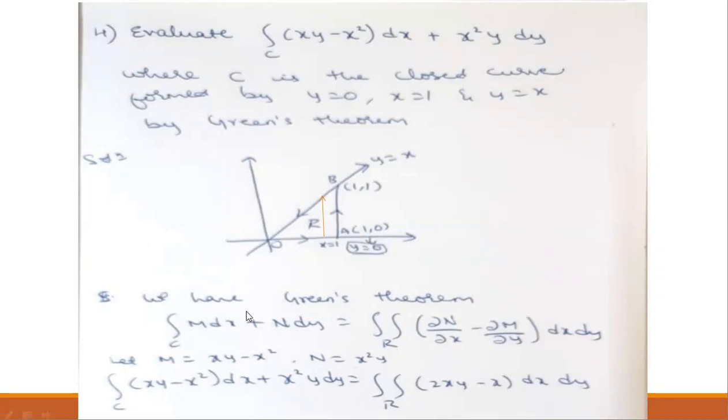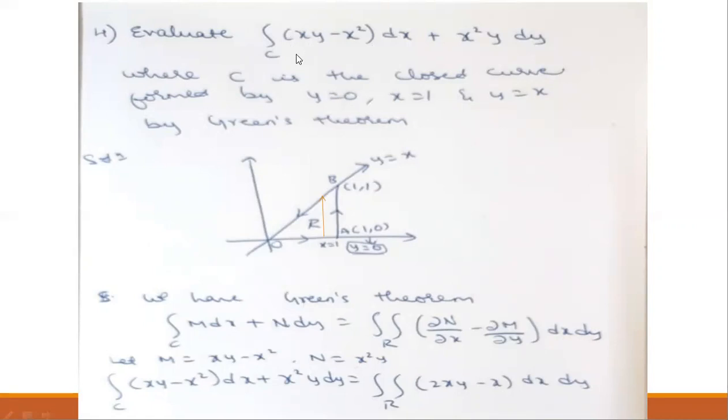We have Green's theorem. We shall write down the Green's theorem statement, that is, the integral over the curve C of M dx + N dy is equal to the double integral over the region R of (∂N/∂x - ∂M/∂y) dx dy. So to evaluate the integral, we need to apply Green's theorem. Here the given integral is considered as the LHS of Green's theorem.